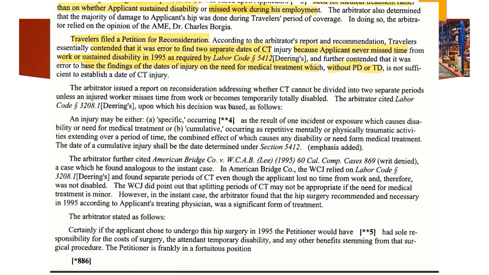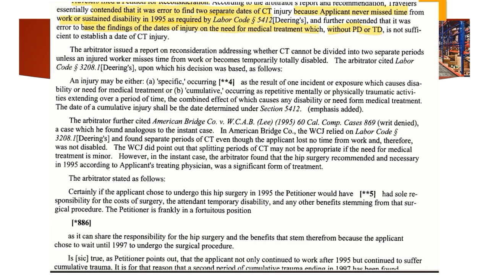And the arbiter justified his or her position in establishing two dates of injury by relying on the definition of injury as described in Labor Code Section 3208. And we've gone over this in prior sessions. The definition of a cumulative trauma injury claim is that the injury occurs as repetitive mentally or physically traumatic activities extending over a period of time, the combined effect of which causes any disability, which was not established in this case, or a need for medical treatment.